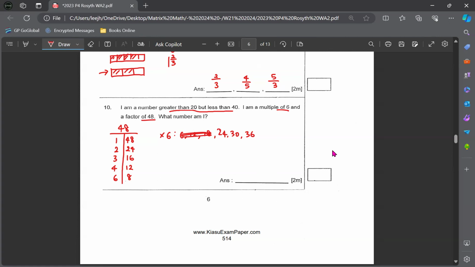So what number am I? If you look at these three numbers, then over here, it must be greater than 20, less than 40. You only got these two choices. So what number is the number you're looking at? Is actually 24. So the answer is 24. Okay.